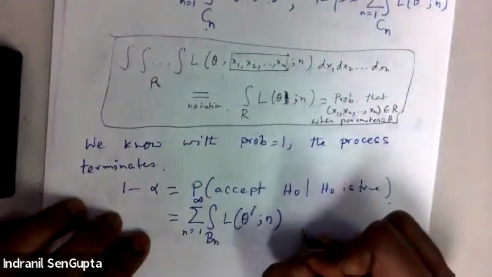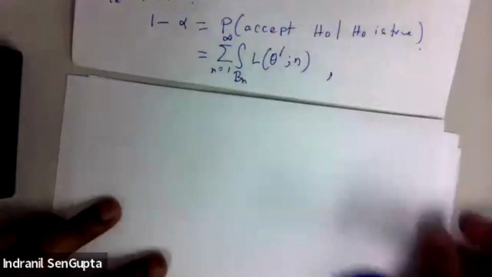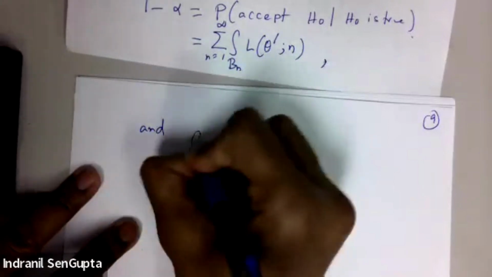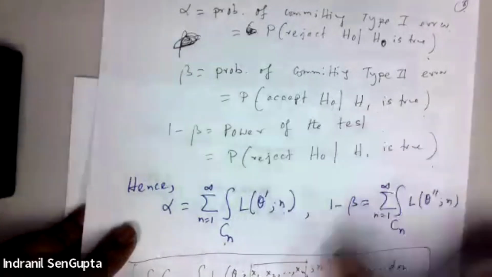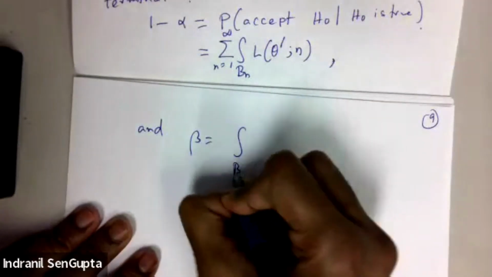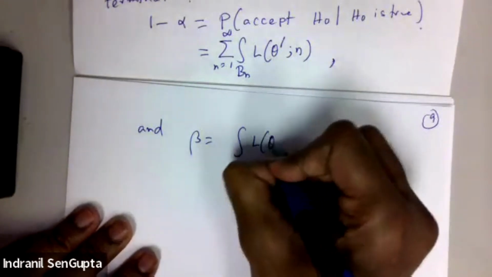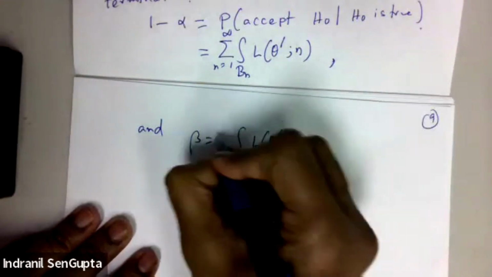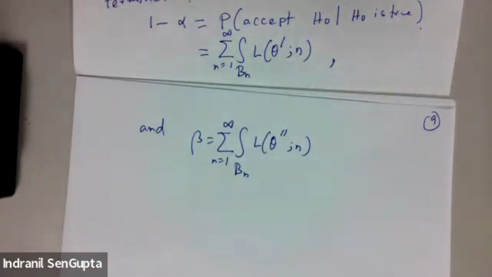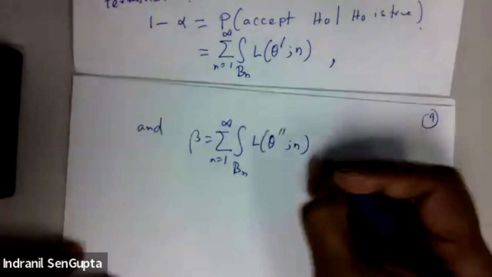And also beta, we're just doing the setup. After that, it will not be that hard. What is beta? Beta is the probability of accepting H0 when H1 is true. Accepting H0 means it's on Bn, and it's L of theta double prime n, and I sum over n from 1 to infinity. So that's my beta.